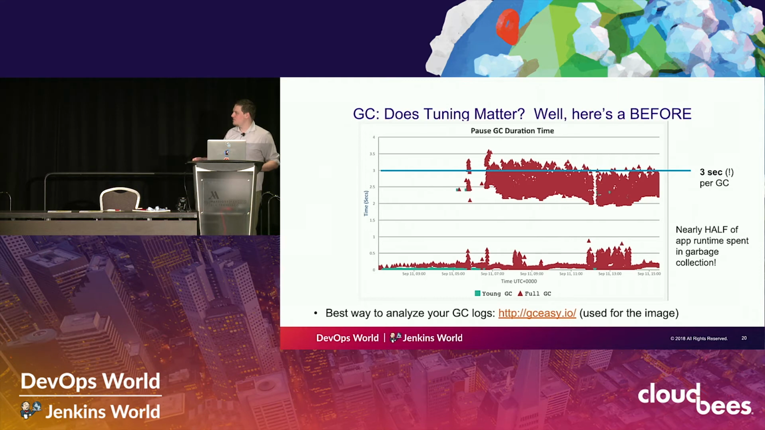So this is GC tuning. I get asked, do we need to still do GC tuning for Jenkins? Well, this is what happens if GC tuning kind of goes wrong. So along this axis, we have time. This is GC pause time.